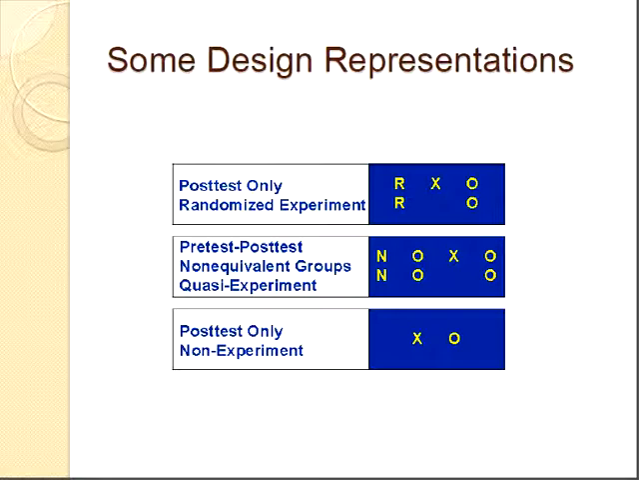Now, the second R without X in between is showing the control group. Then we have the pre-test, post-test, non-equivalent groups, quasi-experimental designs. All these you see in that second group.